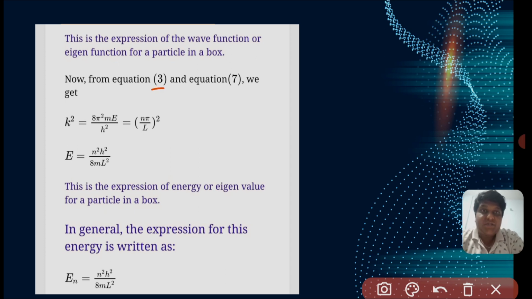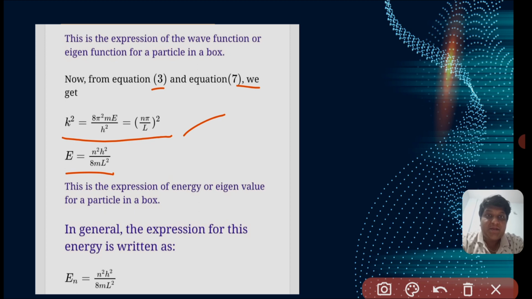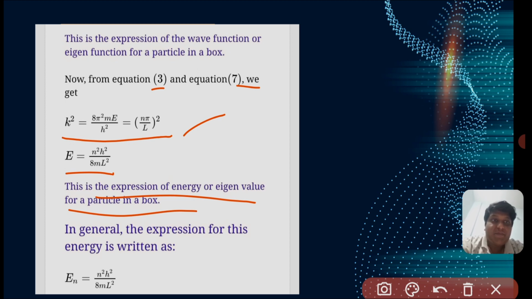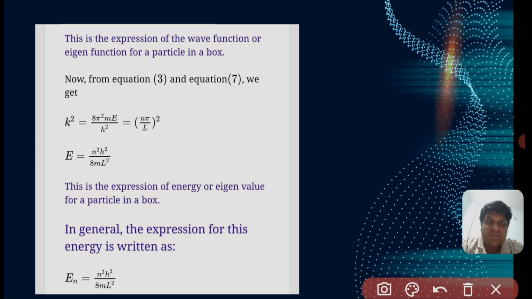Now, from equations 3 and 7, we get k² is equal to 8π²mE/h², which is equal to (nπ/L)². Using this equation, we can write E is equal to n²h²/8mL². This is the required expression for the energy or eigenvalue of a particle in a box, or an infinite well of length L. The general expression for this energy is written as En is equal to n²h²/8mL².